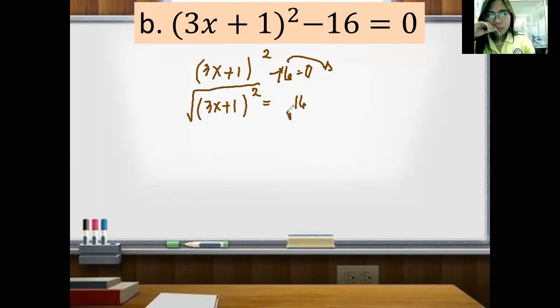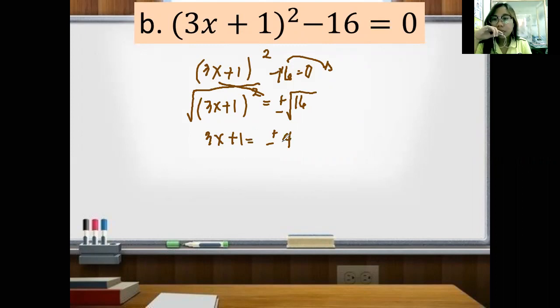Okay. So cancel this out because the power of 2 and the square root cancel each other. What remains is 3x plus 1. Oh, don't forget to put positive and negative here is equal to positive and negative. What is the square root of 16? Okay, very good. So that is 4. So we have 3x plus 1 is equal to positive and negative 4.